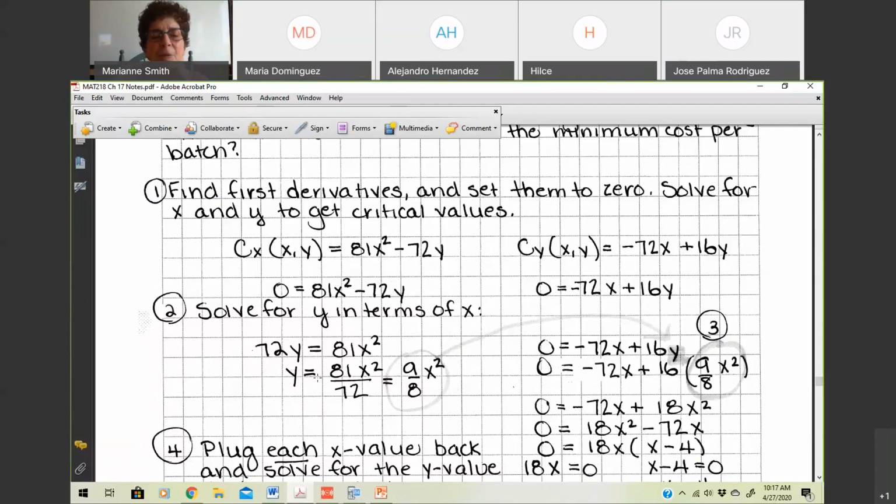I'm going to divide both sides by 72, and I get 81x squared over 72. I can divide a 9 out of both of these numbers, and that gives me 9/8 x squared. So y is 9/8 x squared. What I can do next is go over to the second equation. Since y is equal to this expression with x in it, I'm going to plug in 9/8 x squared in place of the y.